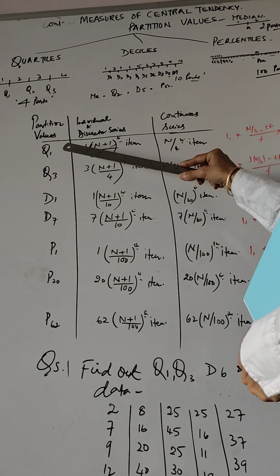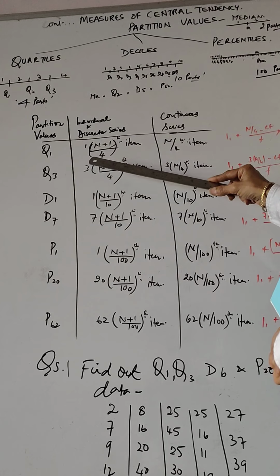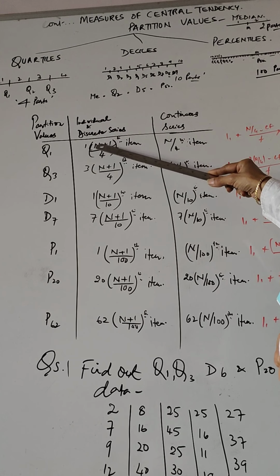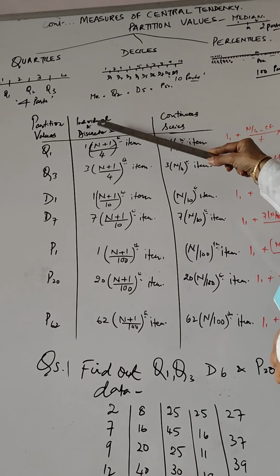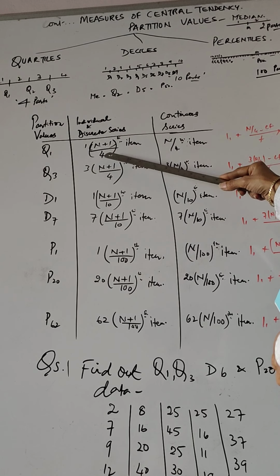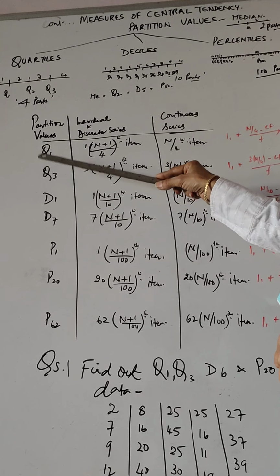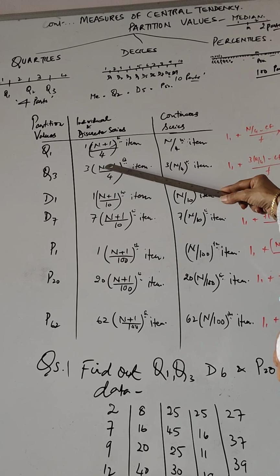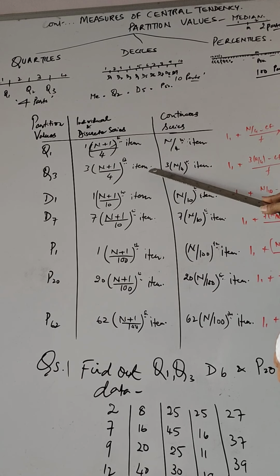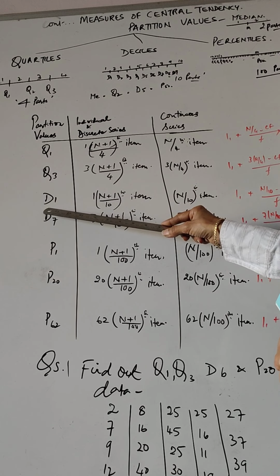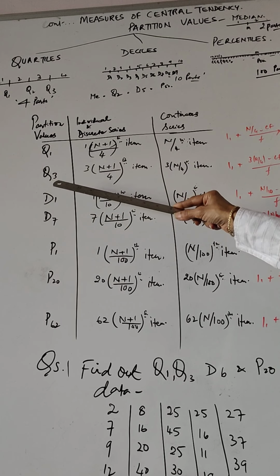Now for example, Q1 is what? For individual or discrete series, it is the (n plus 1) divided by 4th item. In the individual series, n is the total number of items, and in discrete series n is the total number of frequencies. So (n plus 1) divided by 4th item, therein lies Q1. Q3, what is Q3? Now 3 into (n plus 1) divided by 4th item, that is the size of Q3. Let's take decile 1. So what is this?